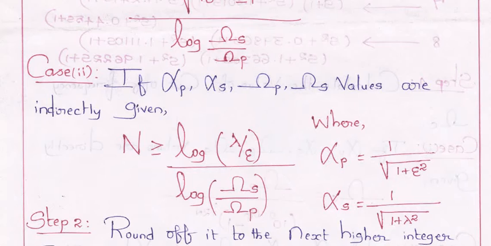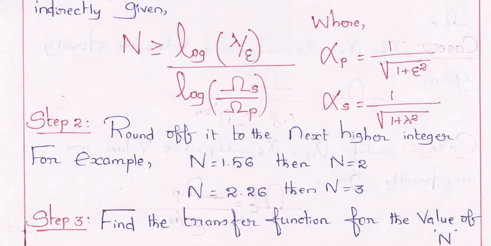Here we are having another case. If alpha p, alpha s, ohm p, ohm s values are indirectly given, by using this formula only you have to calculate. N is greater than or equal to log of lambda divided by epsilon, whole divided by log of ohm s divided by ohm p, where alpha p is equal to 1 divided by square root of 1 plus epsilon square, and alpha s is equal to 1 divided by square root of 1 plus lambda square.